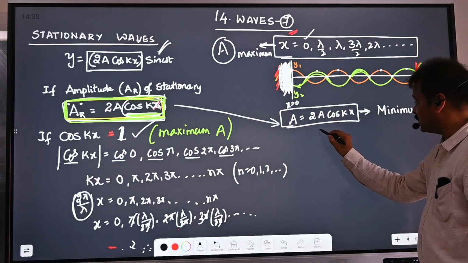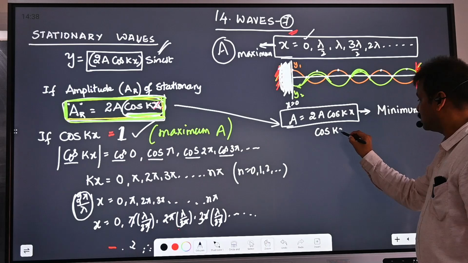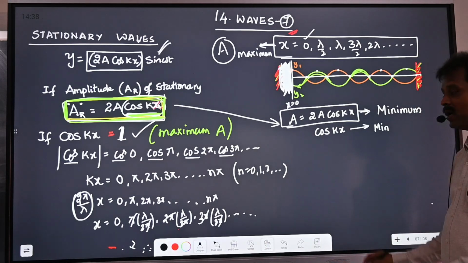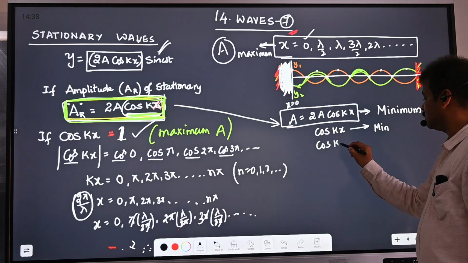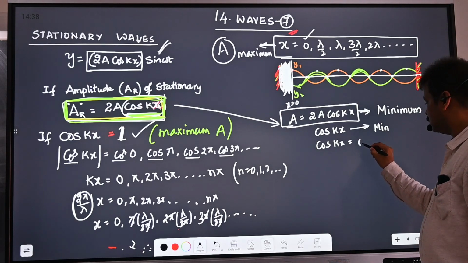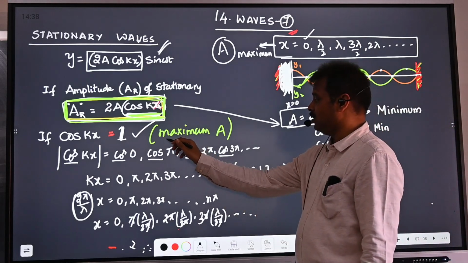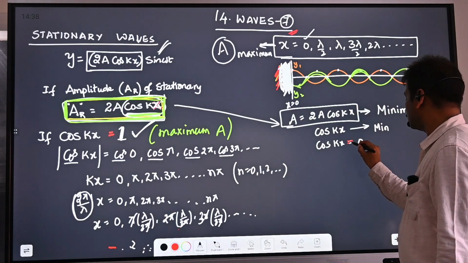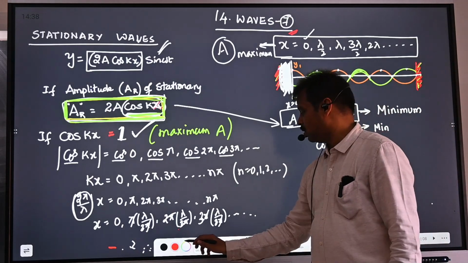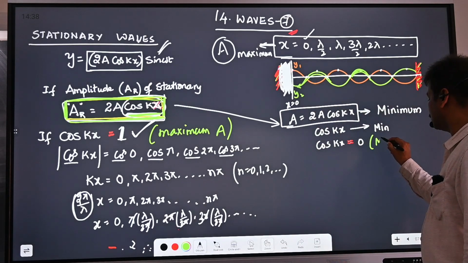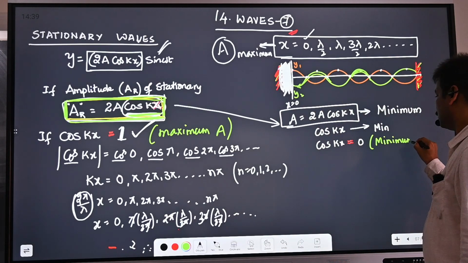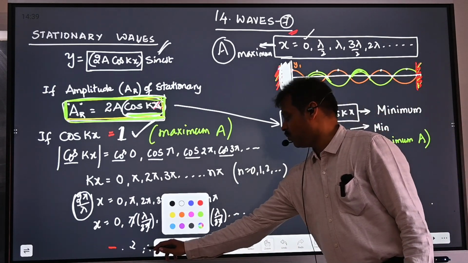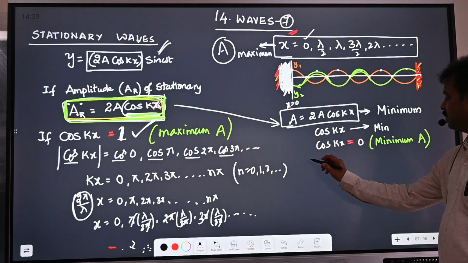For this to happen, what is the condition? Cos kx should be... what is the minimum value of cos theta? Cos kx is equal to 0. Here the maximum value of cos kx is equal to 1. Here the minimum value of cos kx must be 0. So 0 is the minimum value, or not? This is minimum amplitude.